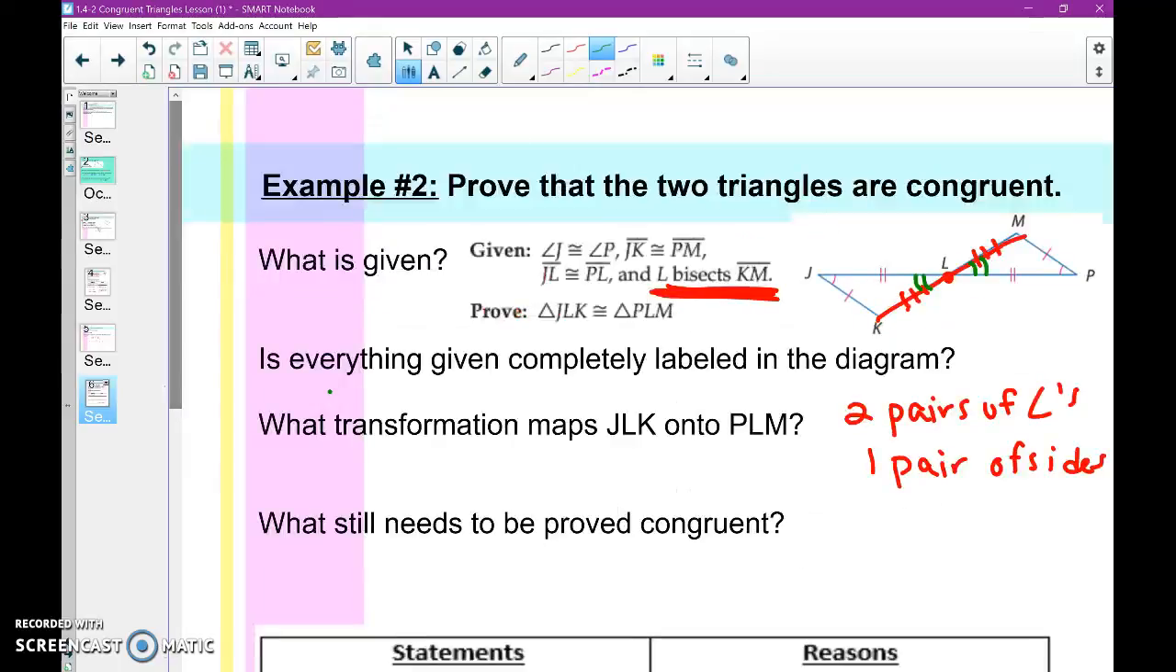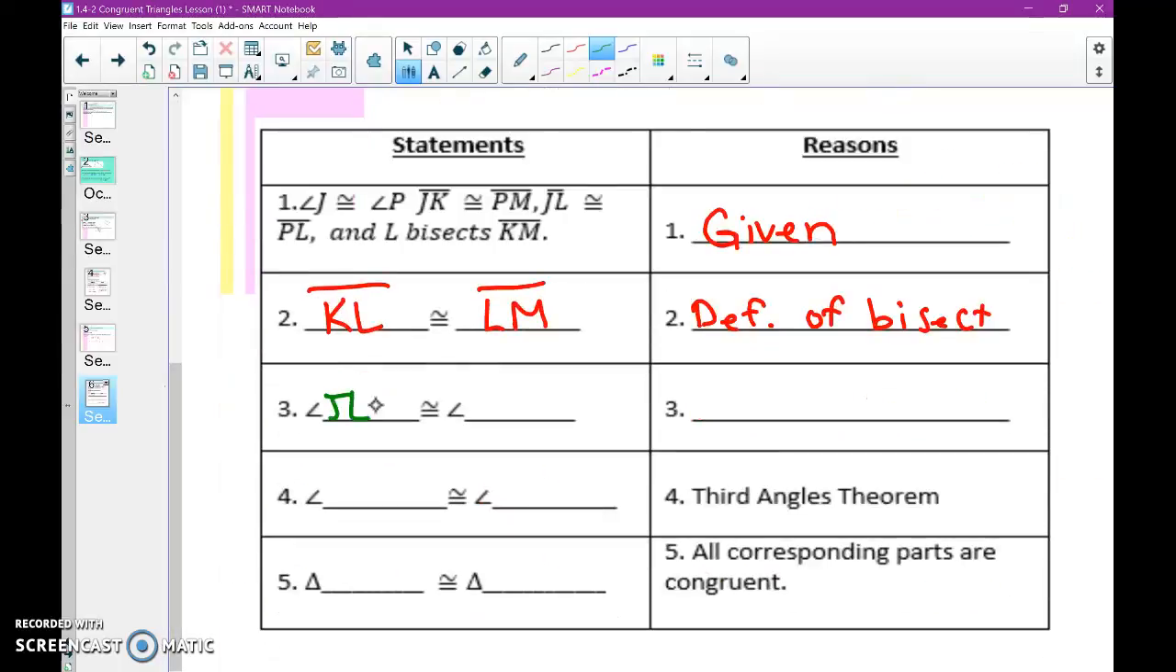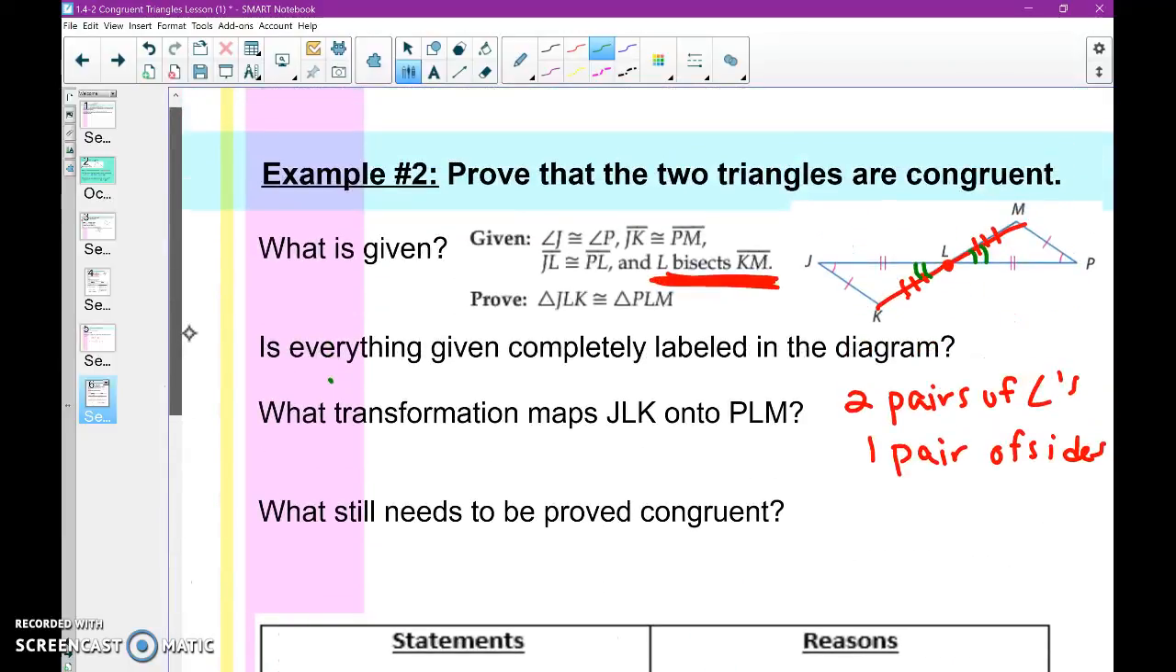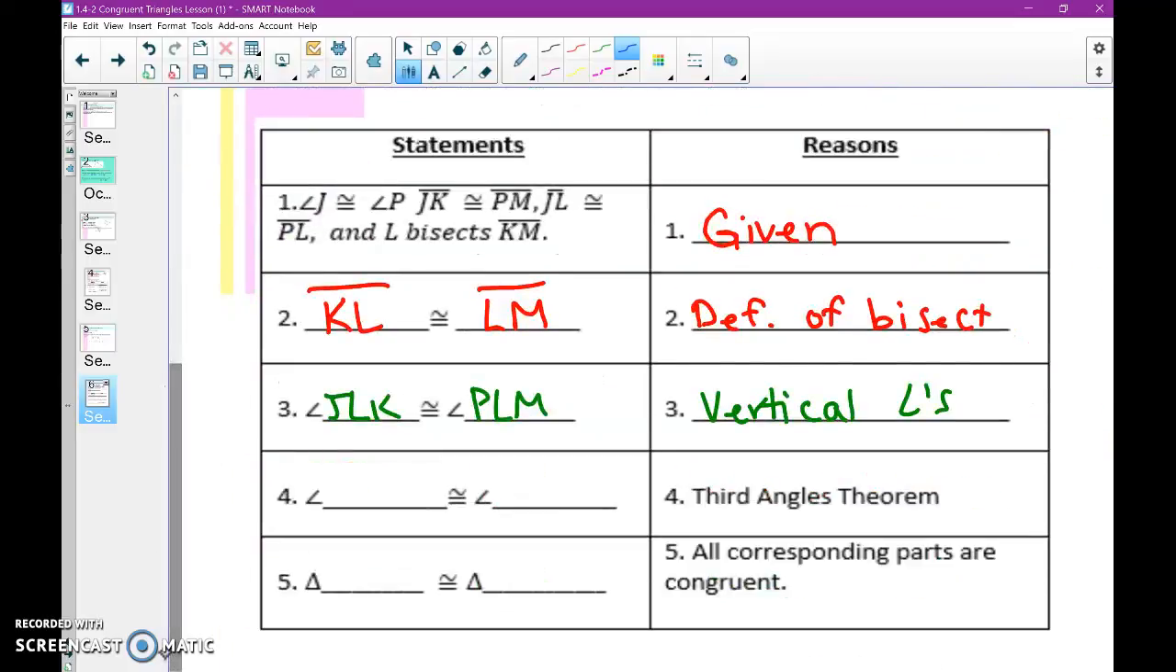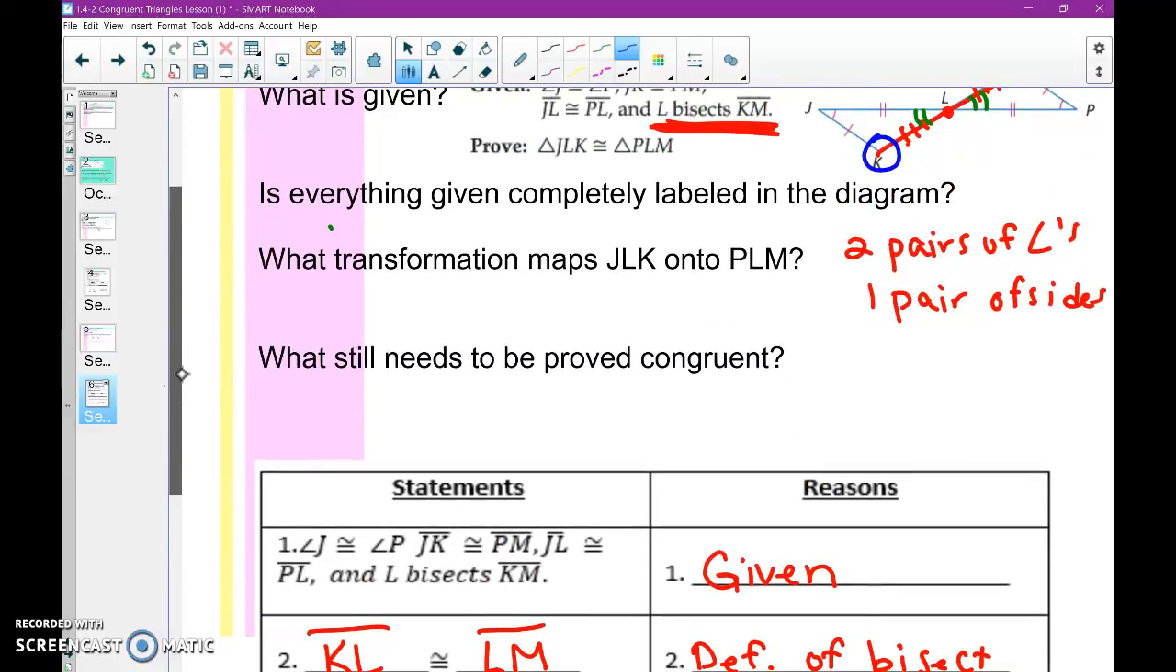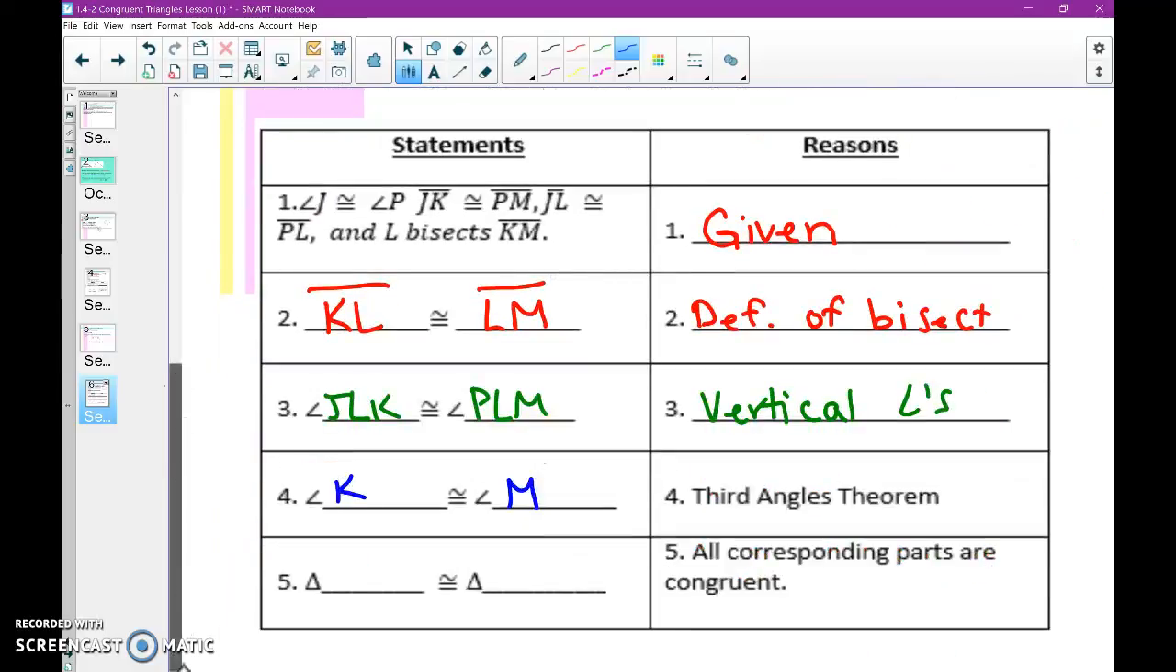So angle JLK is congruent to PLM, and the reason is by vertical angles, because that's what the type is. By default, that last one, that angle K and angle M, they're the last two angles of the triangles. They have to be the same by third angle theorem again. Okay, and now I've proven everything, so that means the triangles are congruent. So if I look back at prove, it says triangle JLK and PLM. And again, our reason is all corresponding parts are congruent.